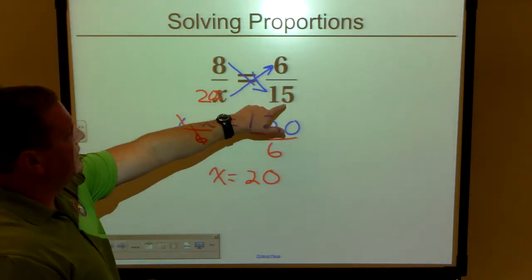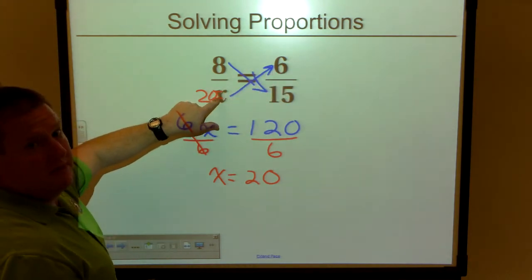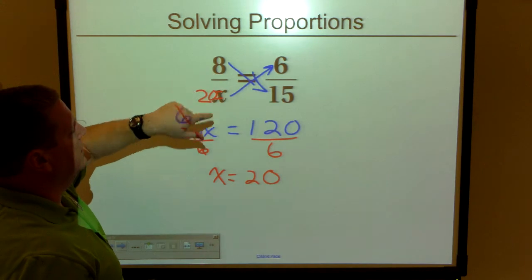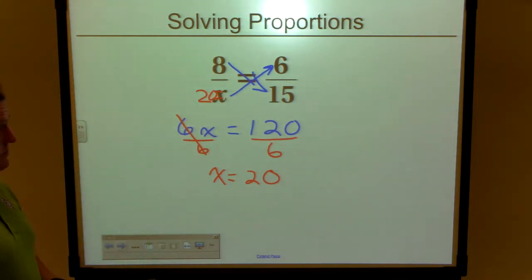Again, I mentioned this in the last video. You'll notice how the denominator here is bigger than the numerator. So we would expect the value of x to be bigger than the numerator on this side as well. If that doesn't happen the way you expected, then you probably made a mistake in the actual calculation of the proportion.